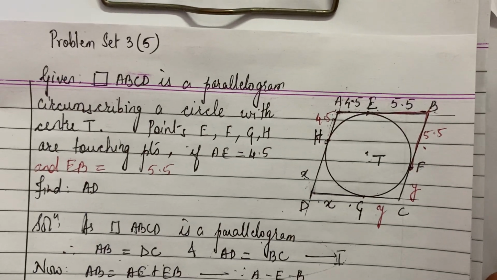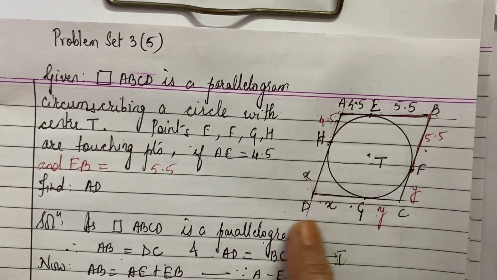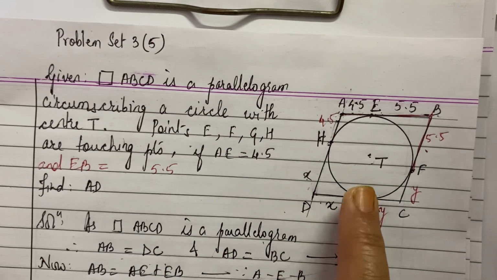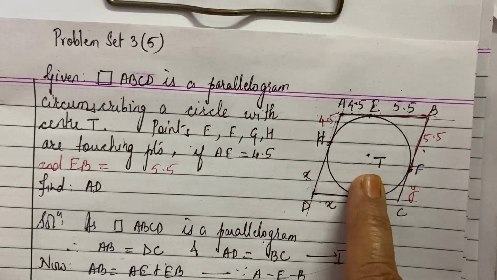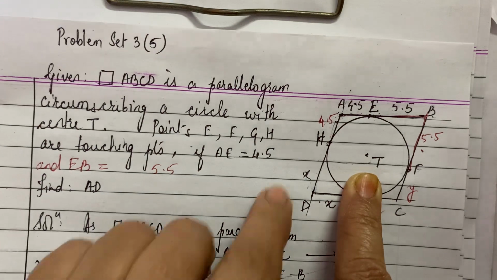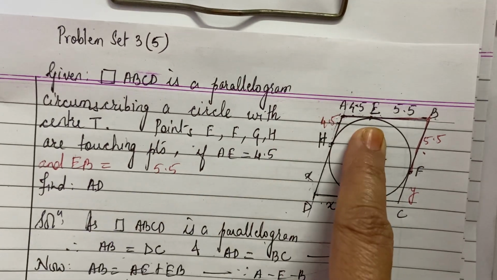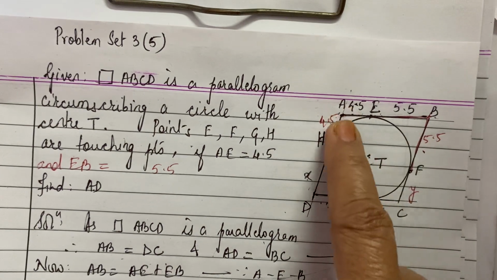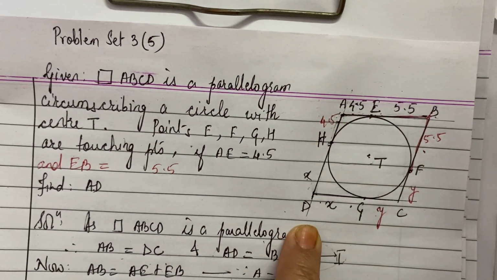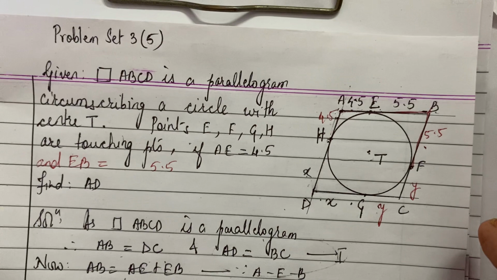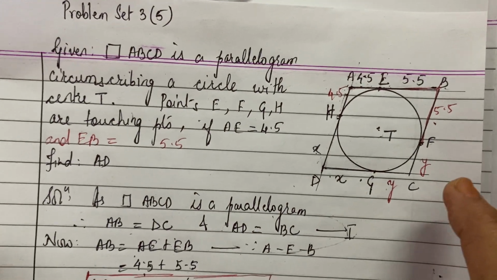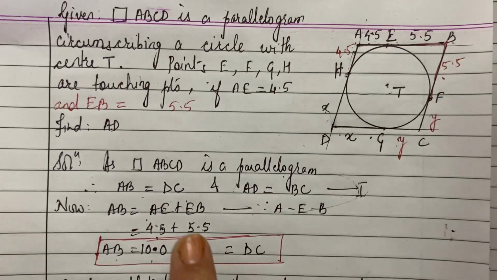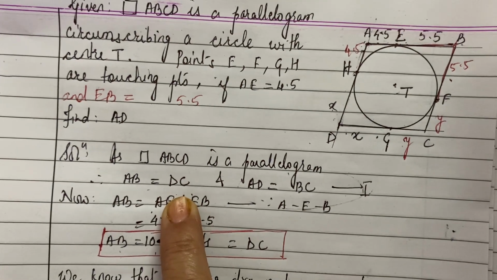Now here we have a problem in which you have a parallelogram ABCD which is circumscribing a circle with center T. You have been given length AE as 4.5, length EB as 5.5 and you have been asked to find out length AD. So we are going to make use of the property of a parallelogram that the opposite sides of a parallelogram are equal.